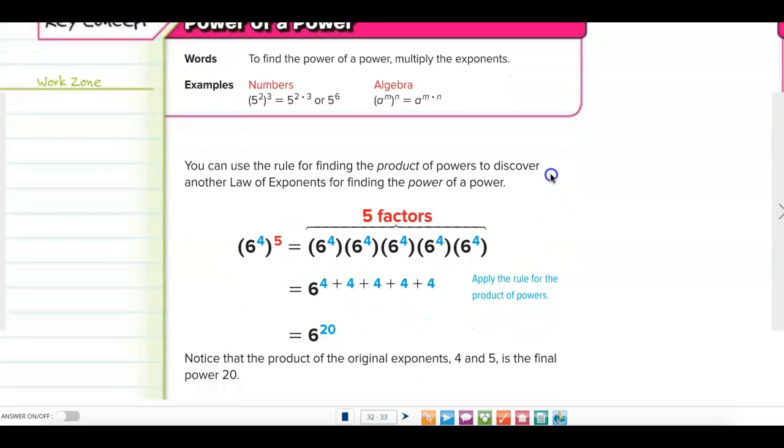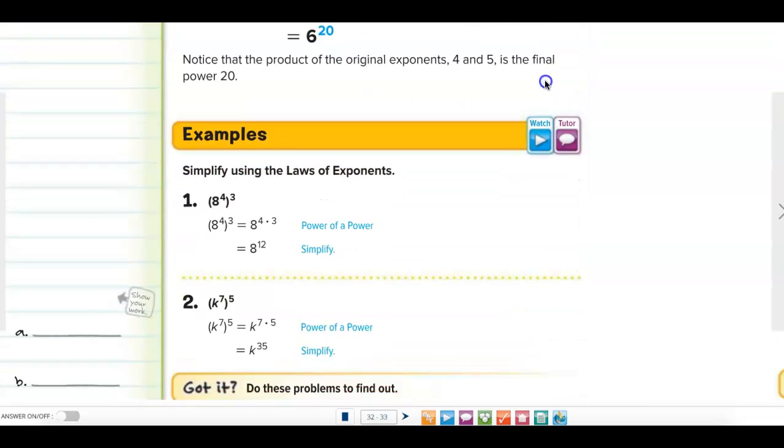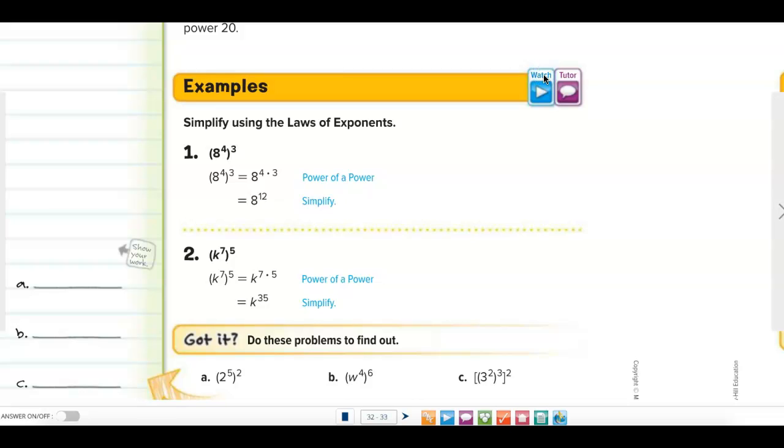Okay, so we already talked about power of a power. In example 1, we have 8 to the 4th raised to the 3rd power. If we wrote it out, this would be 8 to the 4th times 8 to the 4th times 8 to the 4th. Since those are multiplying, what would you do to those exponents? You would add them. So I would have 8 to the what? 4 plus 4 plus 4 is 12. So you would have 8 to the 12th.